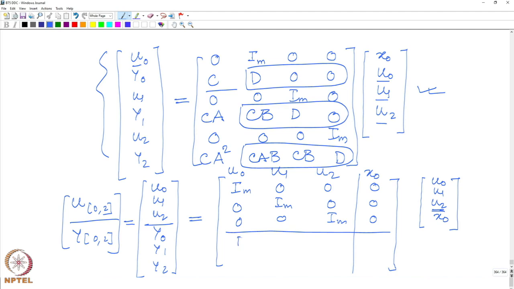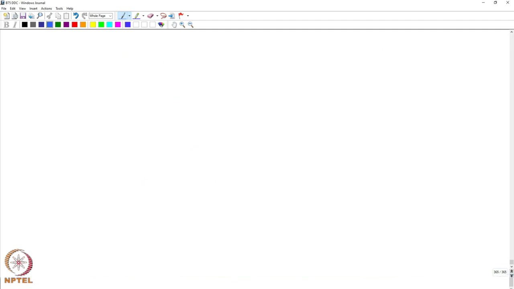So, they will come out to be D 0 0, C B D 0, C A B C B D, like this, and this guy will be C, C A, C A squared. Look at the pattern. This looks really nice. Let me rewrite this for you.